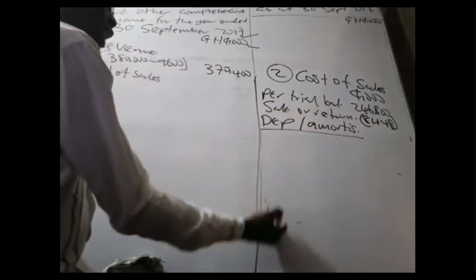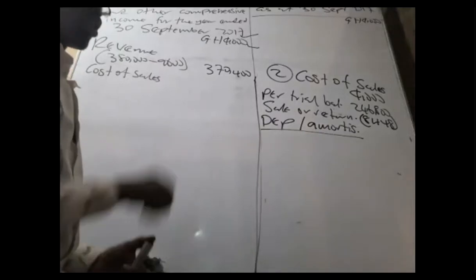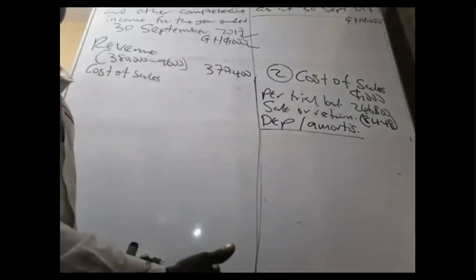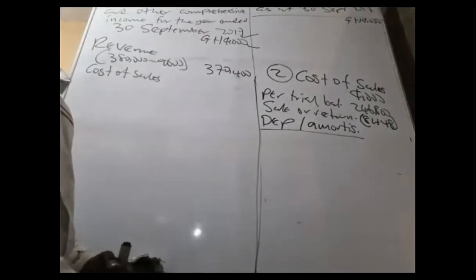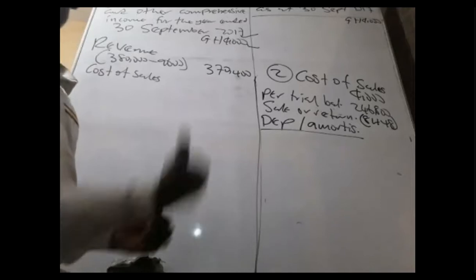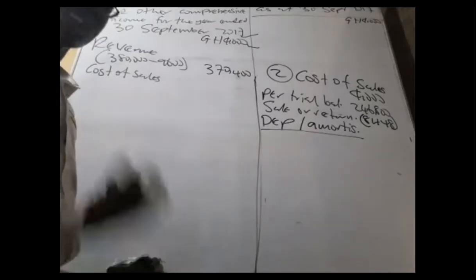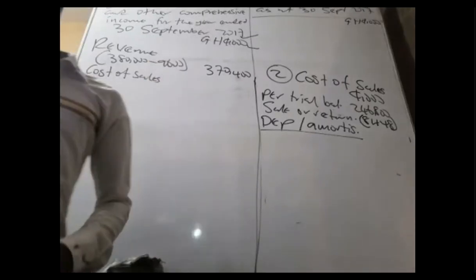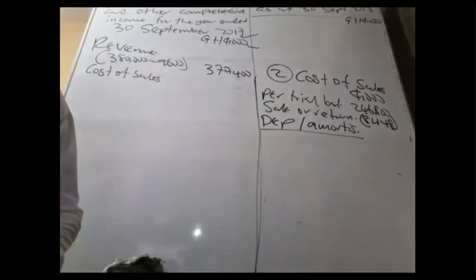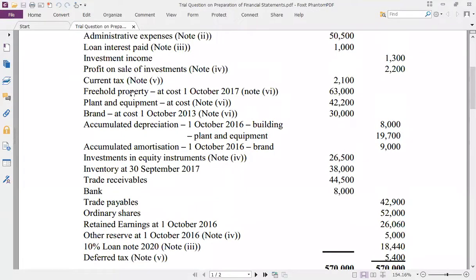I will list all the assets that need to be depreciated or amortized, whether I can solve them or not. Number one, from this question, let's go to the trial balance. The assets are freehold property, plant and equipment, and brand. That is all, the only three that need to be depreciated or amortized.